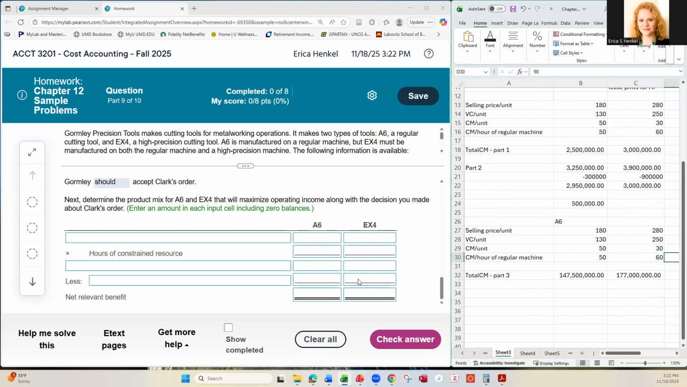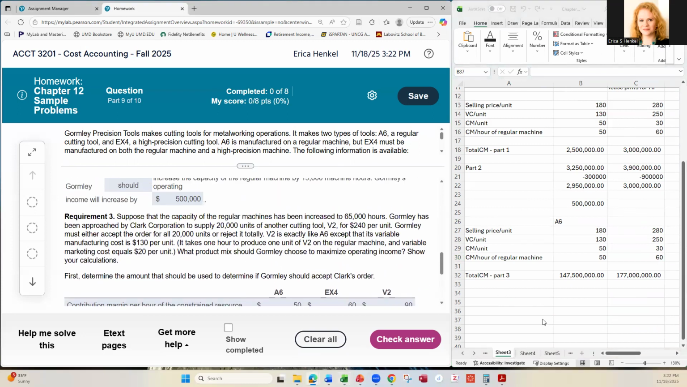because if we only do the A6, we would not need that, but we're ignoring that $300,000. So if we had that order, let me scroll back to that order. So 20,000 units of Clark order uses up 20,000 regular machine hours, right? So 1 hour per unit.